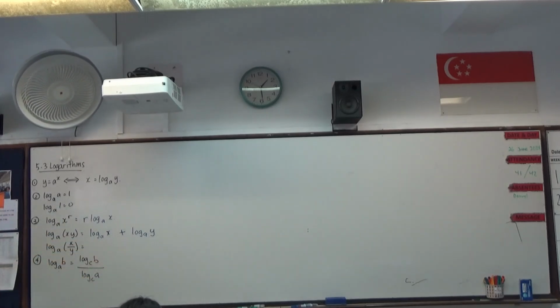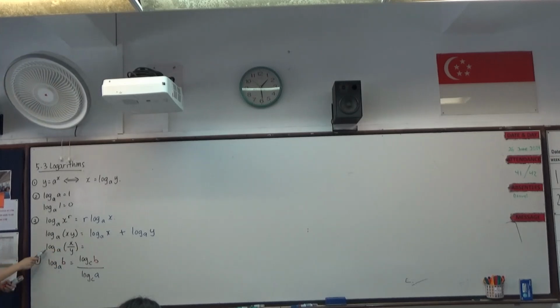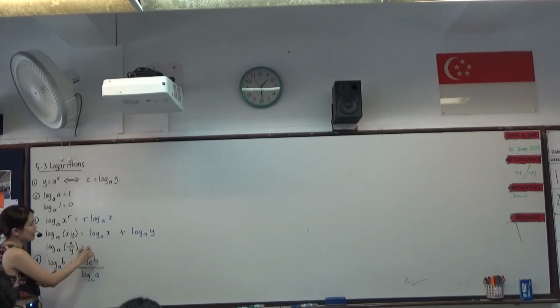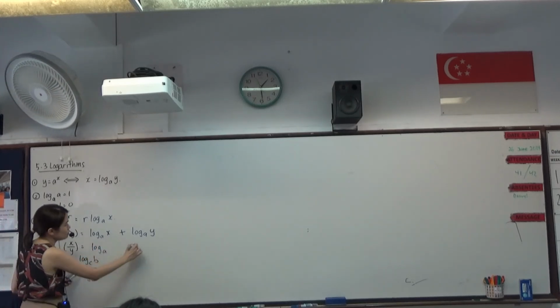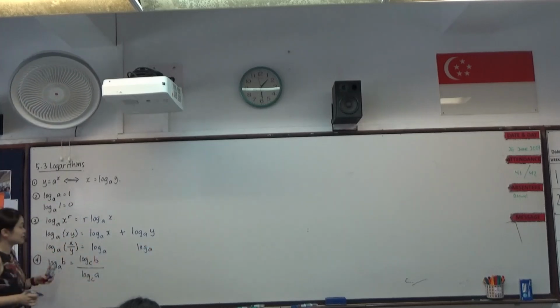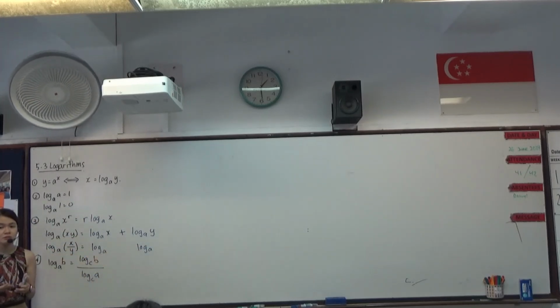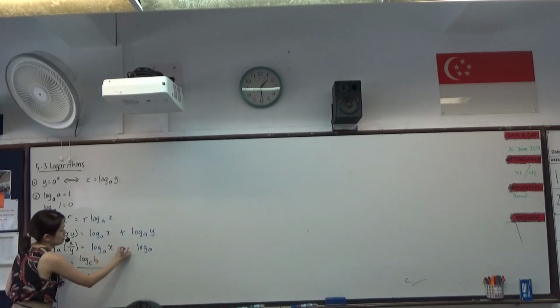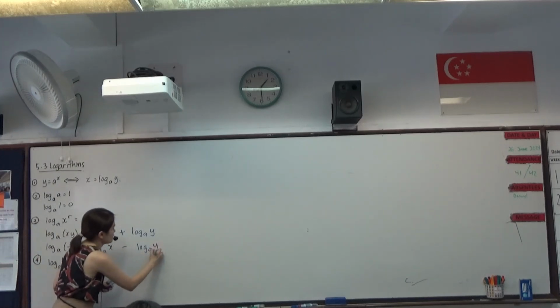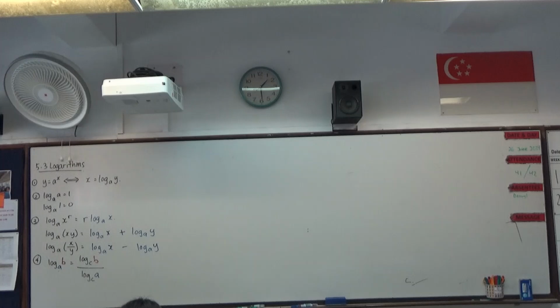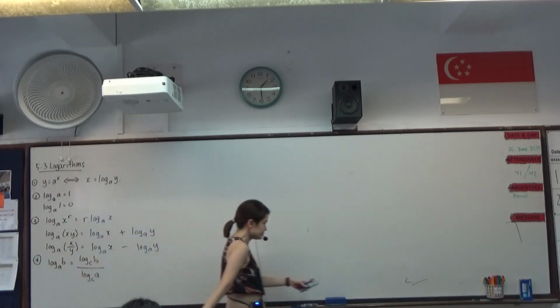Then when it is a quotient, when we have x over y, okay, in one single logarithm, likewise we can also separate it out into 2 logarithms, okay, with the same base of a, right? And what do we have over here? Yes. Okay, so it becomes a minus. Right, so these are the laws that we need to be familiar with.